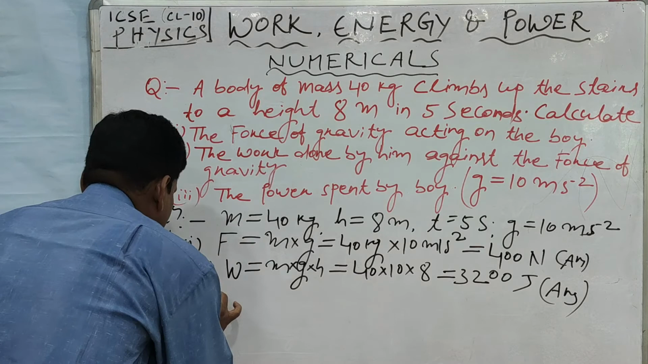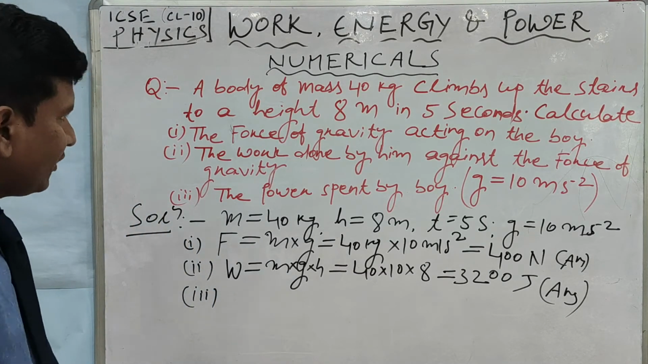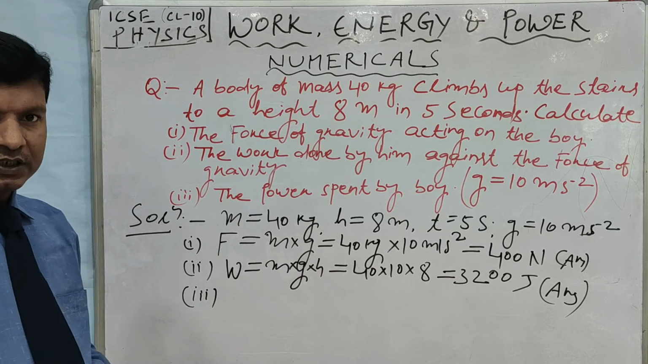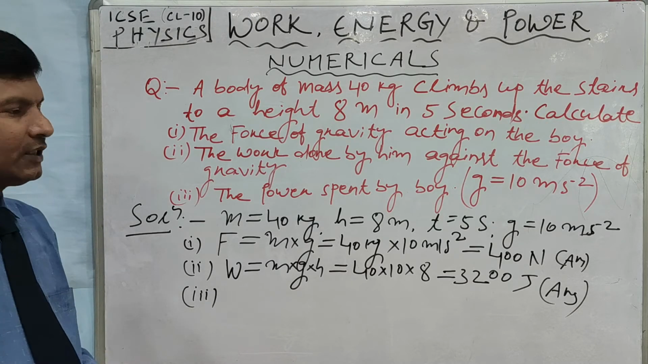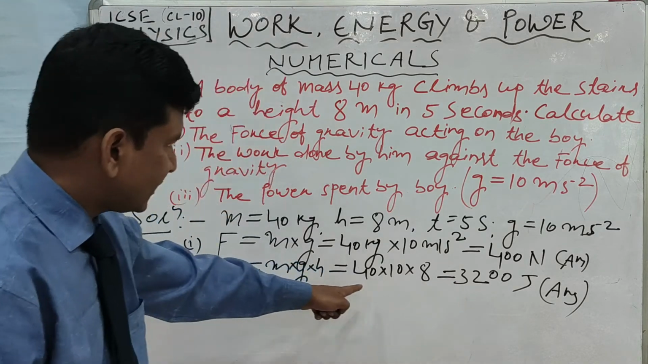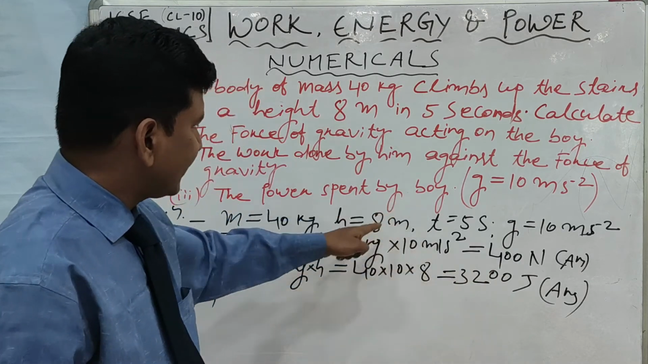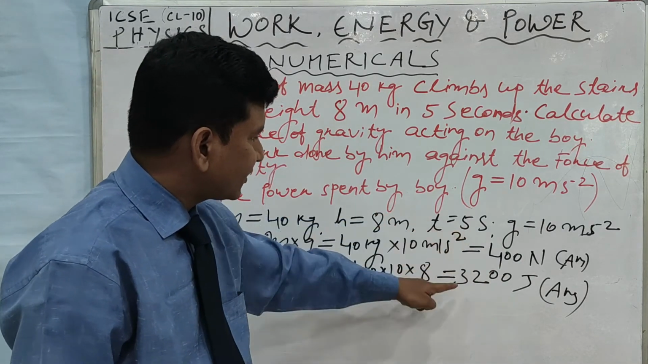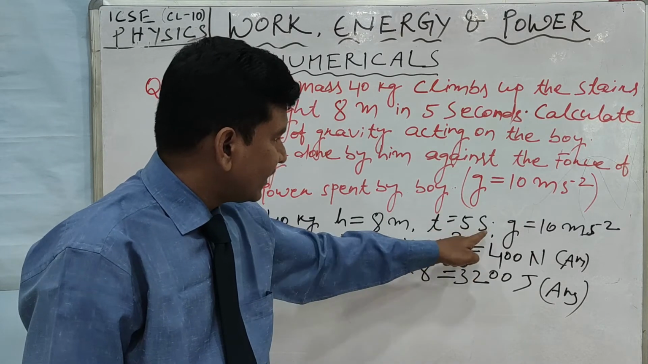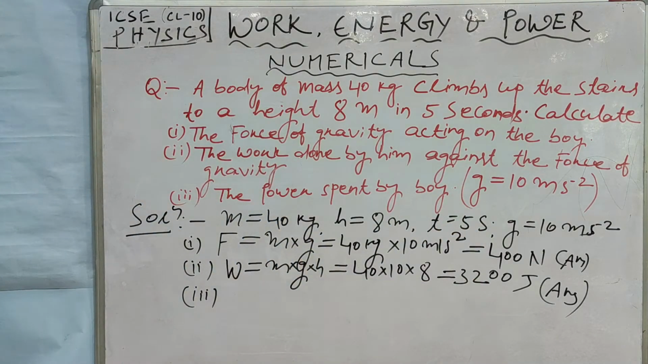Next, number 3, it is asked, find the power spent by the boy. Now how can you find the power? You know that P is equal to work upon time. As you are getting the work as 3200 joule, now work divided by time, 3200 divided by 5 seconds, will give you the power spent by the boy.